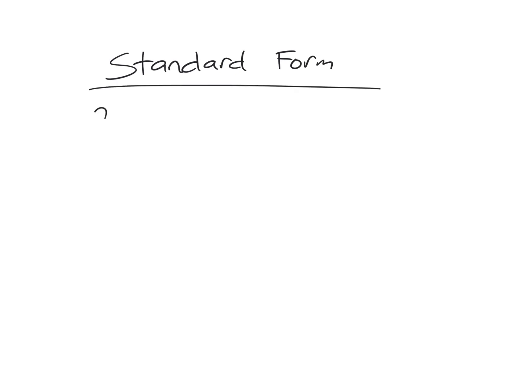Standard form is next. What does standard form look like? F of x equals ax squared plus bx plus c. Remember, ABC.